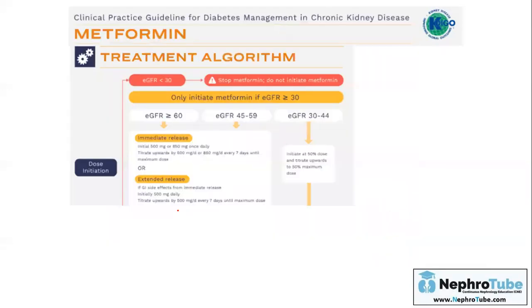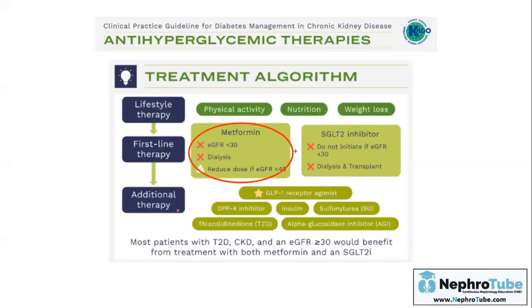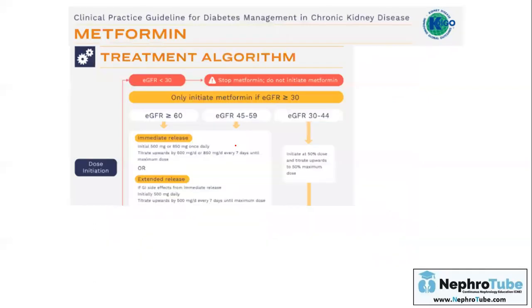What about metformin? Regarding metformin, when to start or what is the dose? Again, if the GFR is below 30, don't start or continue metformin. If it is between 30 and 45 GFR, you have to give 50% of the maximum dose of metformin, which is about 1 gram. If the GFR is more than 45, you can give the full dose of metformin. You will start with a small dose, say 500 milligrams or 850 milligrams, and you can titrate the dose up every 7 days until reaching the maximum dose.